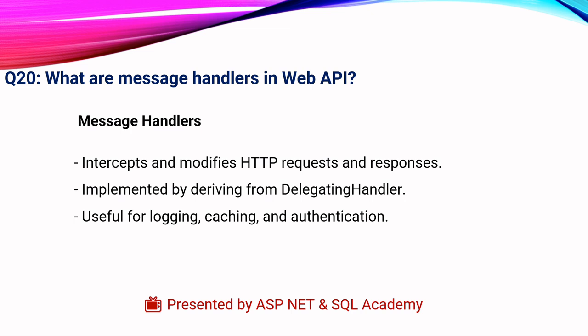Message handlers in Web API allow you to intercept and modify HTTP requests and responses by deriving from DelegatingHandler. You can implement custom behavior like logging, caching, or authentication before the request reaches the controller.